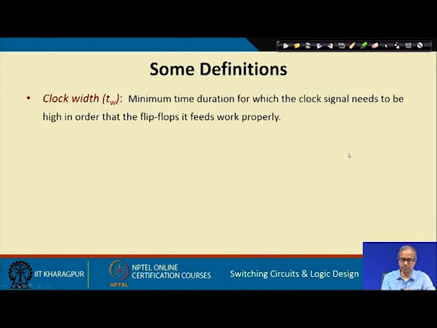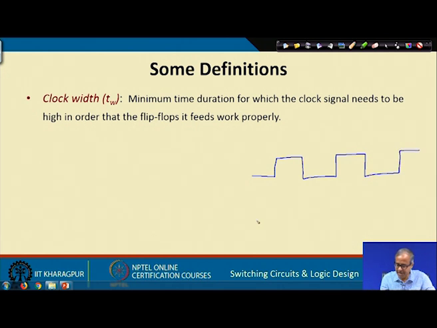The first definition we talk about is clock width. Suppose this is my clock pulse. I can even give the clock pulse like this, a very narrow pulse. Now, this clock width constraint says what must be the minimum time duration for which the clock signal should be high. This duration is T w. So, there is a minimum duration of the clock pulse width which should be there in order for the flip flop to work properly. This is the clock width constraint.